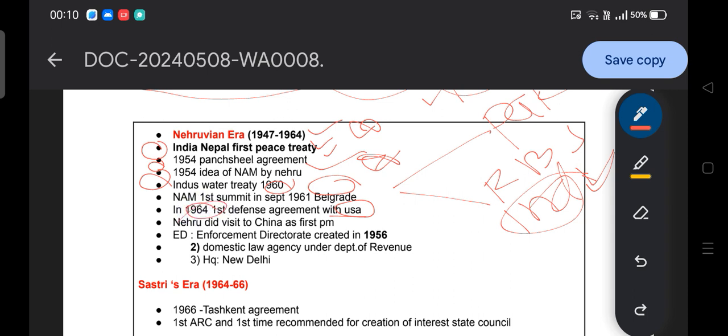Okay, then Nehru did visit China as the first prime minister, so they can simply ask the question: who is the prime minister who first visited China? Nehru also did visit, so they can write a statement that Nehru never visited China, and that becomes wrong. Or they can ask whether Narendra Modi first visited China, that is going to be wrong, because before that Nehru, Rajiv Gandhi, Atal Bihari Vajpayee, a number of prime ministers visited China.